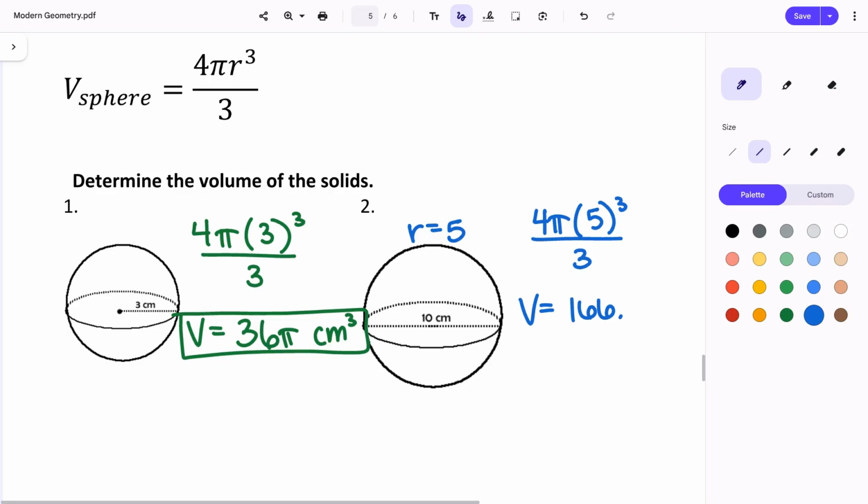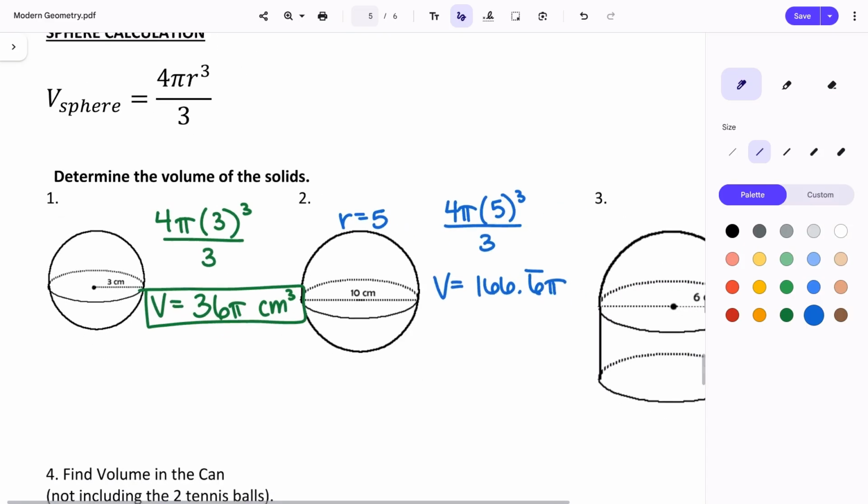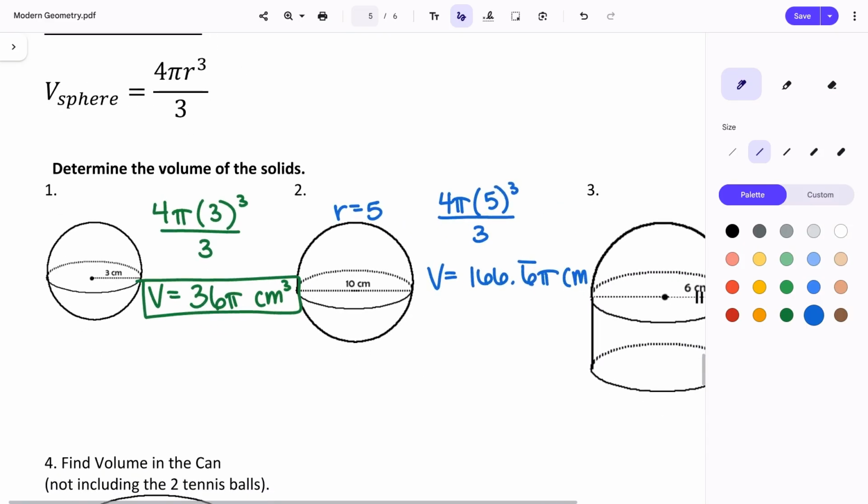Is it 6 repeating, technically? 6 repeating, but it ends with 7. Okay, it ends with 7 on your calculator because your calculator is going to round it off for you, but it would continue to go. If my calculator had more screen space, it would keep going 0.66666666 forever, okay? So we're going to do 166.6 repeating pi, and then still centimeters cubed, okay?